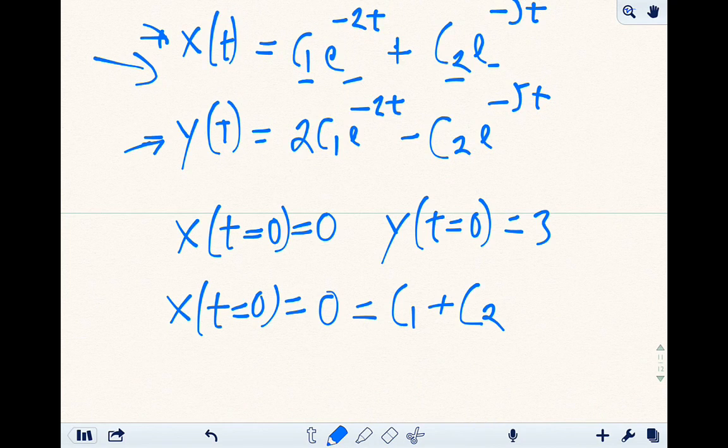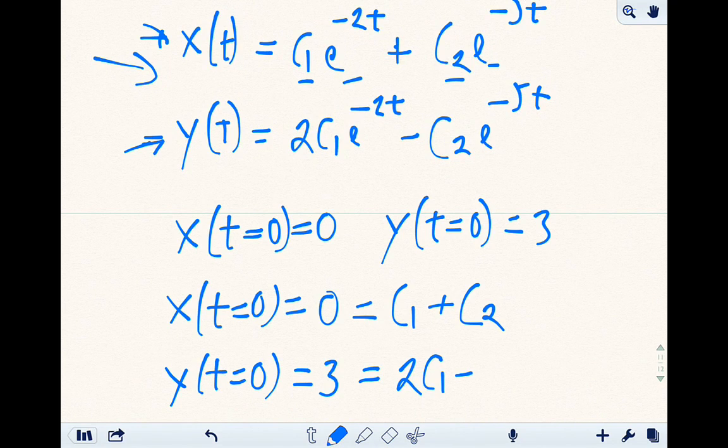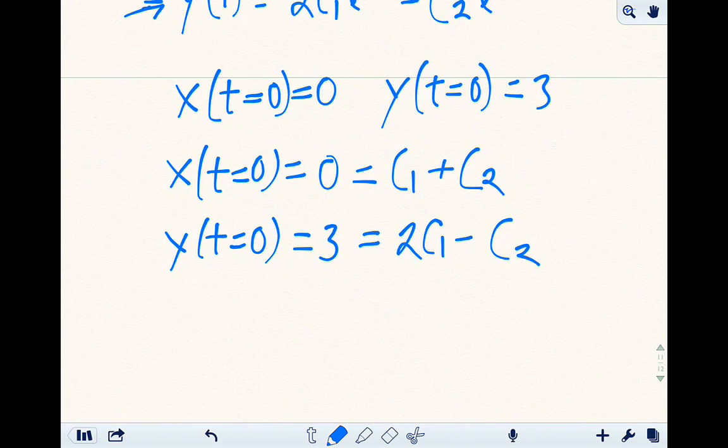Now we have y. Y at t equals 0 is going to be similar. Remember, e to the 0 is 1. So this is going to be equal to 3, that was what we set it equal to, equals 2c1 minus c2. So we have two equations for two unknowns, c1 and c2, and we can solve for them. For the first one, we get c1 equals negative c2, and you plug it in here, and solve for c1, and we get c1 equals 1, and c2 equals minus 1.